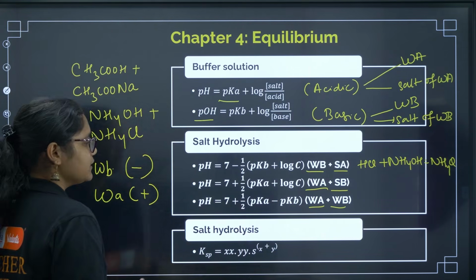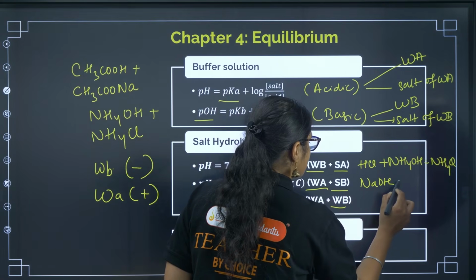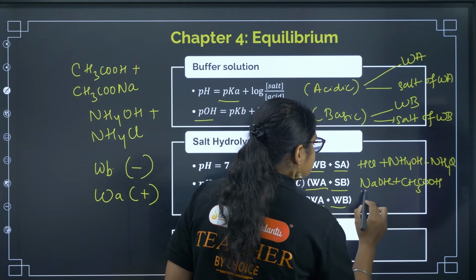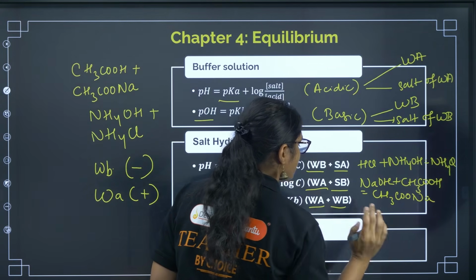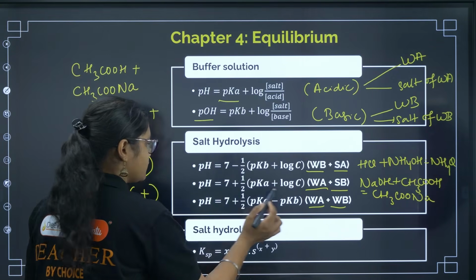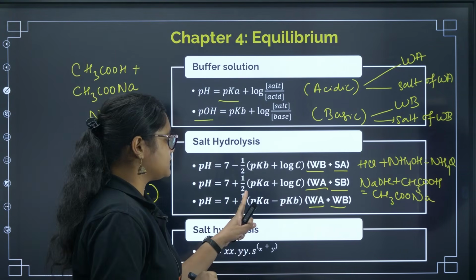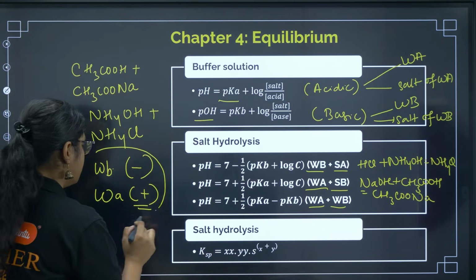Now another example is for a weak acid and strong base. So if I take NaOH plus CH3COOH, this will give me CH3COONa, right? A salt of a weak acid and strong base. Now if you use the formula for a weak acid, I told you to remember using plus in the formula. So 7 plus half pKa plus half log C. Okay, this trick please remember, it will be helpful.